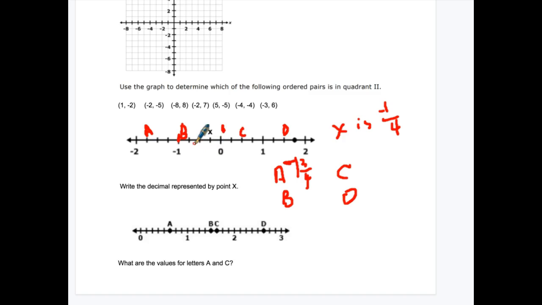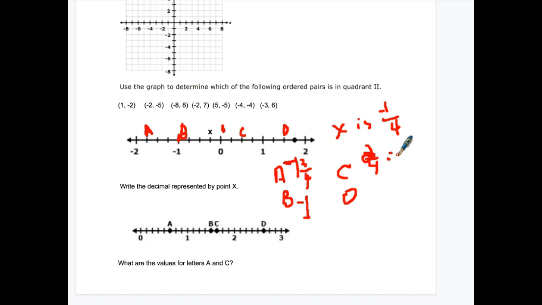Okay, now I'm going to look at B, and that was kind of easy. Here's 0. It's right on this line here. B is negative 1. Now I'm going to look at the value of C. Well, this is, again, the point of origin. There's 1/4, 2/4, and it's to the right of 0, so this is a positive 2/4.